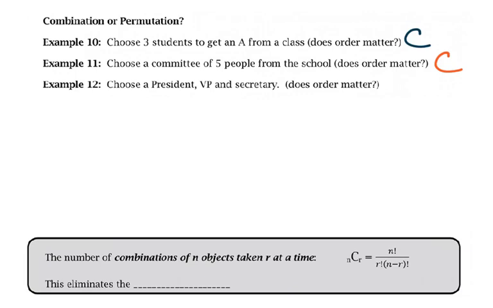If you choose a president, vice president, and secretary, does order matter? Well, each of those positions is different. And so if you choose the first person to be president, second to be vice president, and so on, it does matter what order you choose them in. And so for this one, this would be a permutation because the order does matter. So as you're deciding what to do with each of these problems, you have to decide, is it a permutation or a combination? And before you can do any calculations, you have to decide that first.